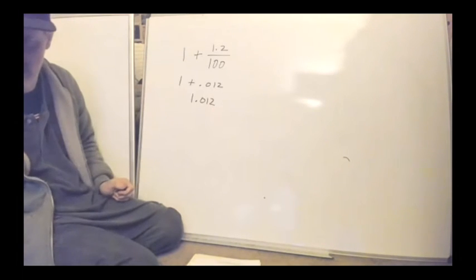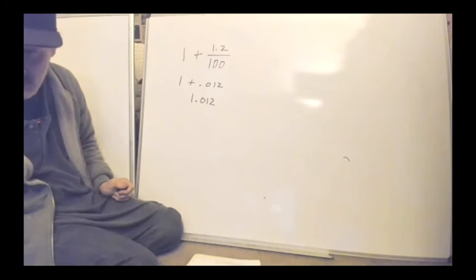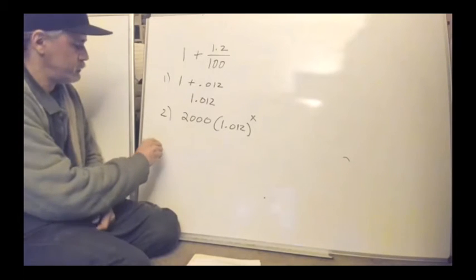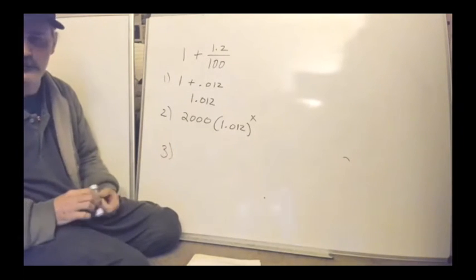Well, I think part A. Oh yeah, number 1. Sometimes I do A, B, C, sometimes I don't. Okay, so what exponential function would model this situation? Okay, so the model, the capital A means the original. So we started with 2,000. We're going to have our growth factor with the exponent. So we're going to have 2,000 times the 1.012, and then we have our exponent. So that's the exponential model.